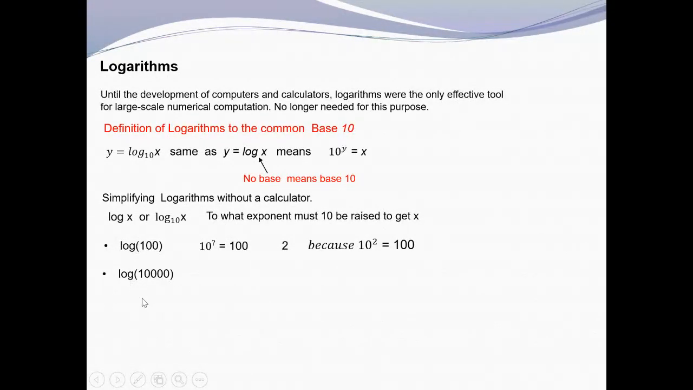This one here, to what power can I raise 10 to give me 10,000? So it's going to be 1, 2, 3, it's going to be 4, right? Because 10 to the fourth power is equal to 10,000.